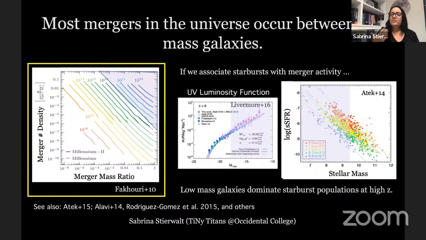We also see observational evidence that low mass galaxies are doing most of the merging at higher redshift if we're willing to link starburst activity with merger activity. And I'm going to talk a lot more about that. But if we're willing to say when we see starburst activity that's indicative there might have been a merger, then we see evidence that low mass galaxies are dominating these merger rates at high redshift because low mass galaxies dominate the starburst populations. And so here are two observational works, the UV luminosity function and looking at Hubble spectroscopy that show that in the lower mass regime, where I've marked it out in purple, that's where you see the most starburst activity and thus potentially the most mergers.